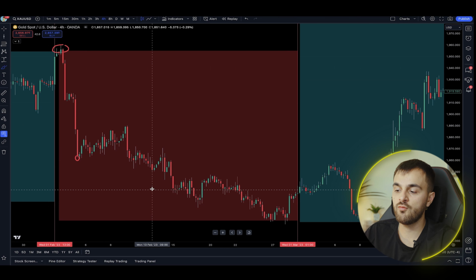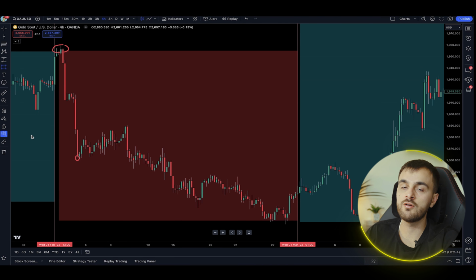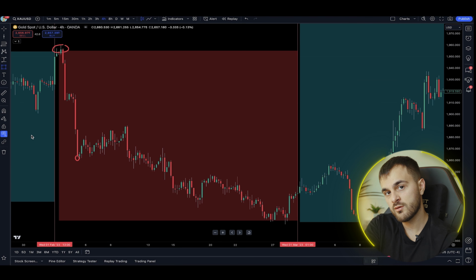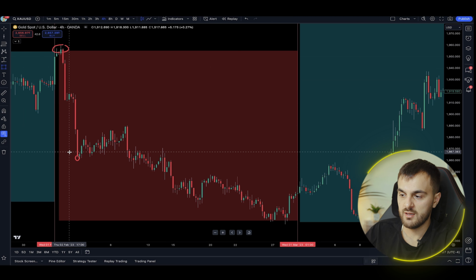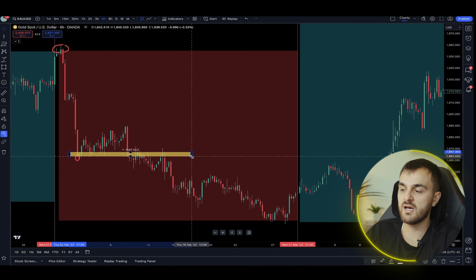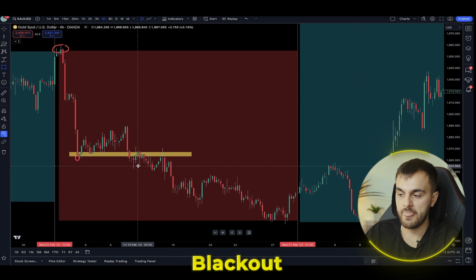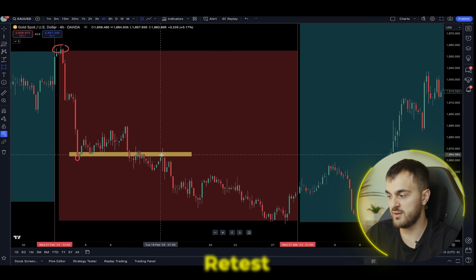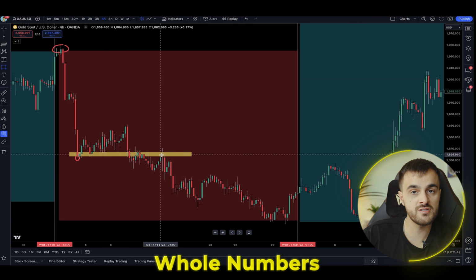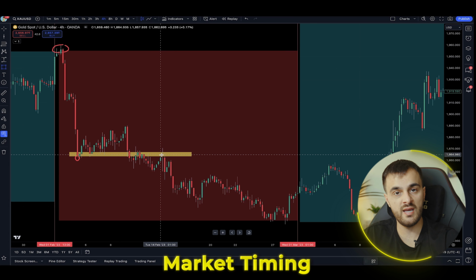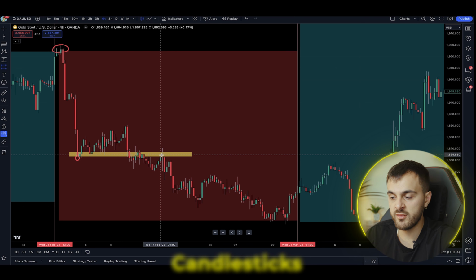Inside of there, there's different waves that create lower lows or go through the lower lows, right? Like right here, price makes a nice lower low in structure. And what does it do? A breakout and retest, continuing the trend. Maybe if we tie whole numbers in there, market timing, candlesticks, we can see some other things.